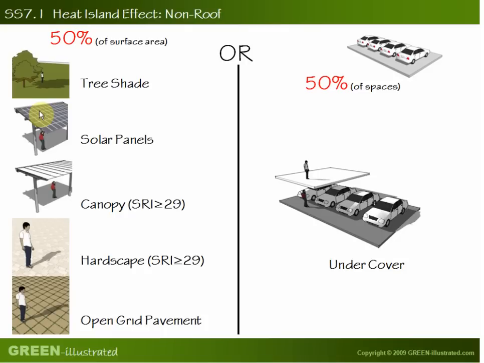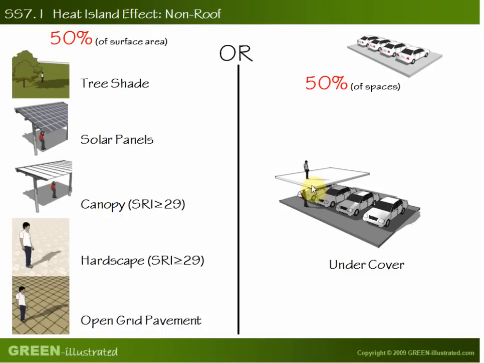For all these options, you must treat 50% of your site's hardscape with one or with a combination of all of these options. Now your site's hardscape includes all your parking, walkways, and any paved open space. The other path to achieve this subcredit aims to limit the amount of surface parking you have on site. So by placing 50% of your parking spaces underground or covered, you're able to achieve this credit.